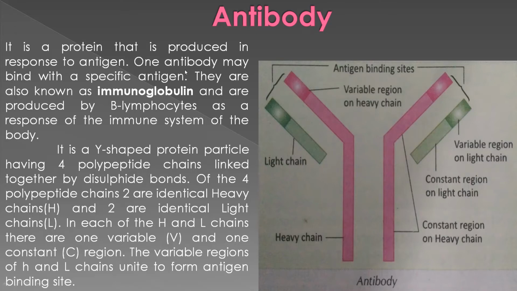One antibody may bind to a specific antigen. Only one antibody can bind to one antigen. So it binds in a 1:1 ratio. Clear?